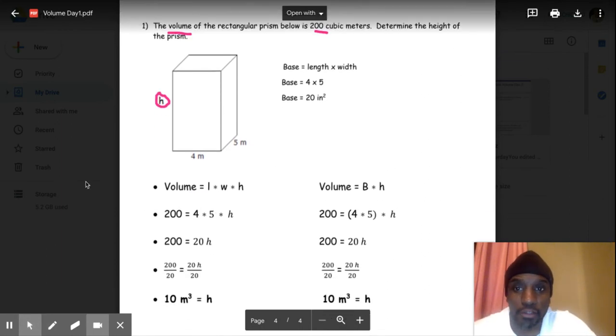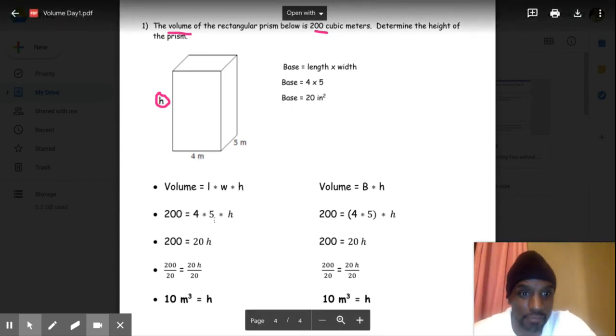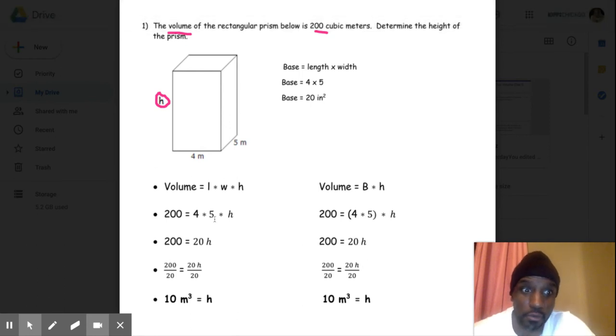So volume equals length times width times height. What is the volume? Well, the volume is 200, Mr. Hunt. Okay, equals length times width times height. What is the length? Well, Mr. Hunt, the length is 4. Okay, what is the width? The width is 5. I'm replacing my variables with actual numbers now.